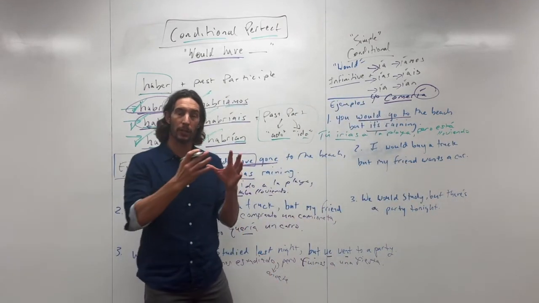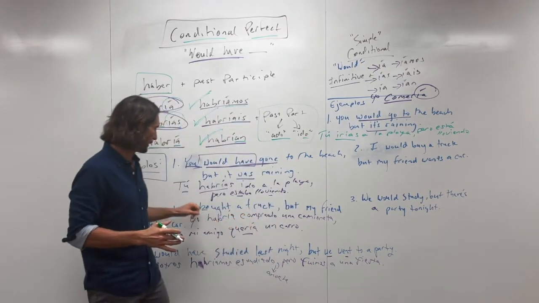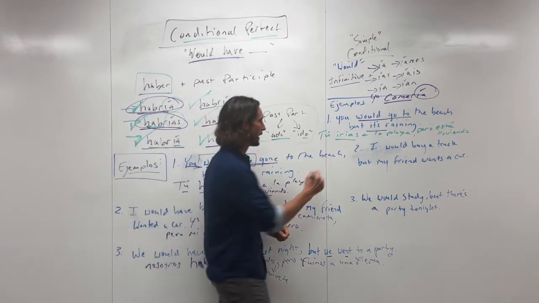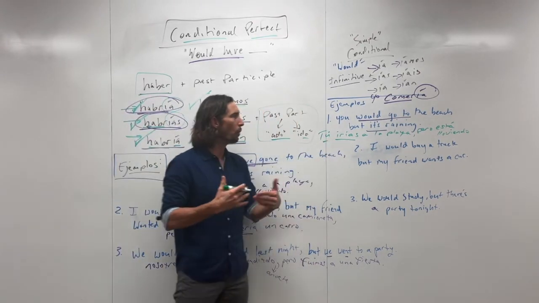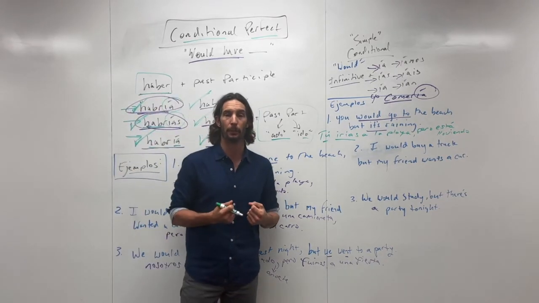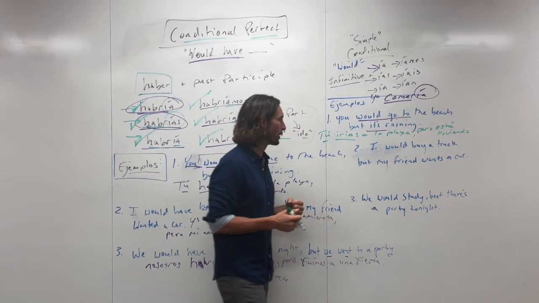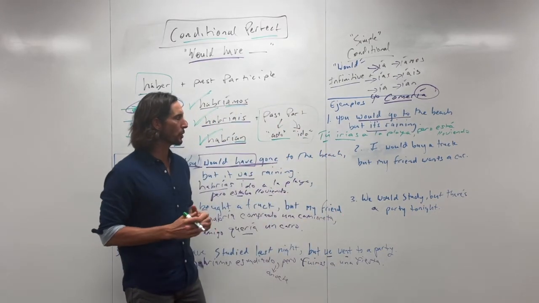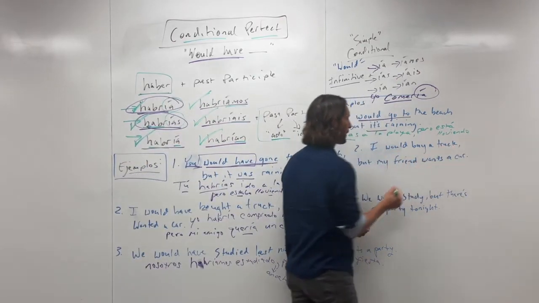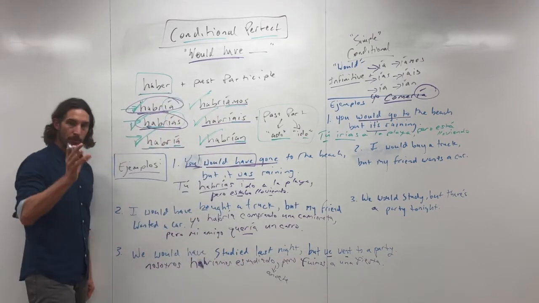There you go. So you're using the conditional in this case with the present progressive as opposed to using the conditional perfect with the past progressive. And so again, take note of what we're saying here. You would go to the beach, but it's raining. Like you're packing your bags and you'd be super stoked to go to the beach, but you can't go because it's raining. Let's move on to number 2. We have, I would buy a truck, but my friend wants a car.